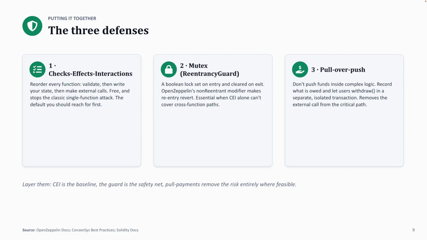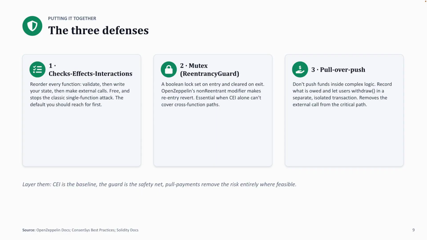Then the last, pull over push. Don't push funds inside complex logic. In our withdraw function, we had msg.sender.call. Instead of that, we could have used withdrawable balance equal to balances of msg.sender, and then written a different sweep function or get my tokens function. From within that function, we would have made that external call.